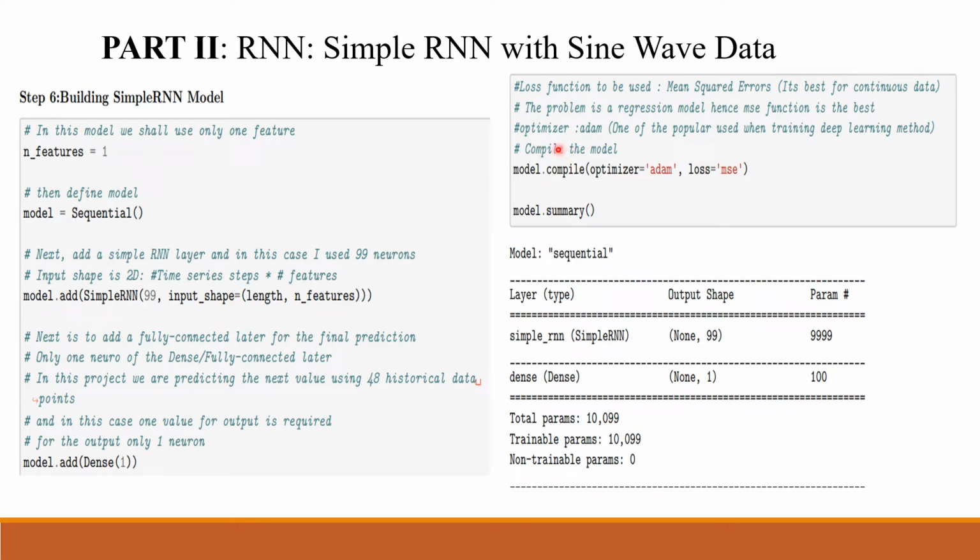To compile the model, I used Adam as the optimizer, which is one of the best. And for the loss, I used the mean squared error. And then this is the model summary. We can see here it gives us the output shape, the parameters, and the layer type. The model, as it indicates here, is sequential. So we have simple RNN and a fully connected layer, which is the dense. The total parameters are 10,099.